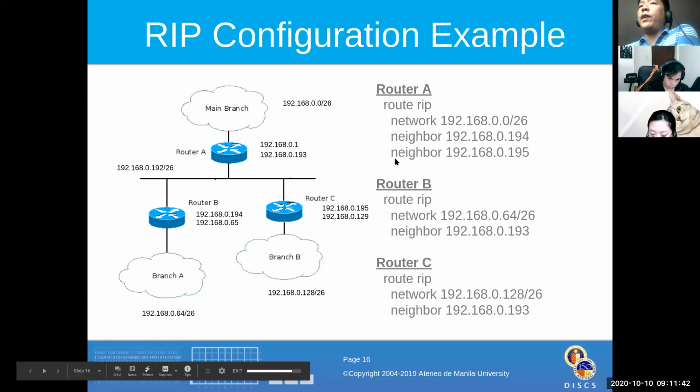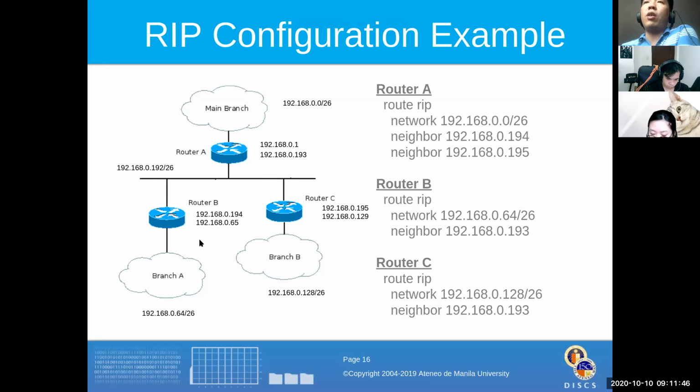Now, in order to configure RIP, I don't need to define a routing table anymore, saying if the destination is all of these, send it to each other. I don't have to do that anymore. I simply configure route RIP and define my network. So for router A, I am in 192.168.0.0/26, and my neighbors are these 2 guys here, 194 and 195.